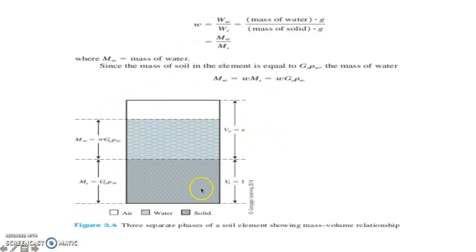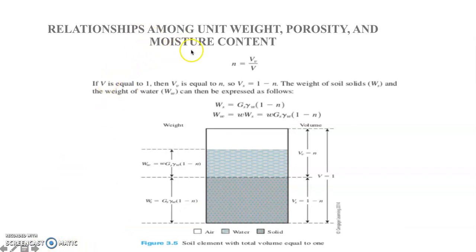This is an additional equation wherein we are given a soil element showing mass-volume relationships. So we're given now a mass and the volume, meaning the relationship between mass and volume. We're given the mass of the water and the mass of the solid with this expression or equation. Then we have here volume of the voids equal to 1, volume of the solid equal to 1. So this one is another relationship among unit weight, porosity, and moisture content. For this one, our porosity is equal to the volume of the voids over the total volume. So we have here our illustration for the soil element with total volume equal to 1.